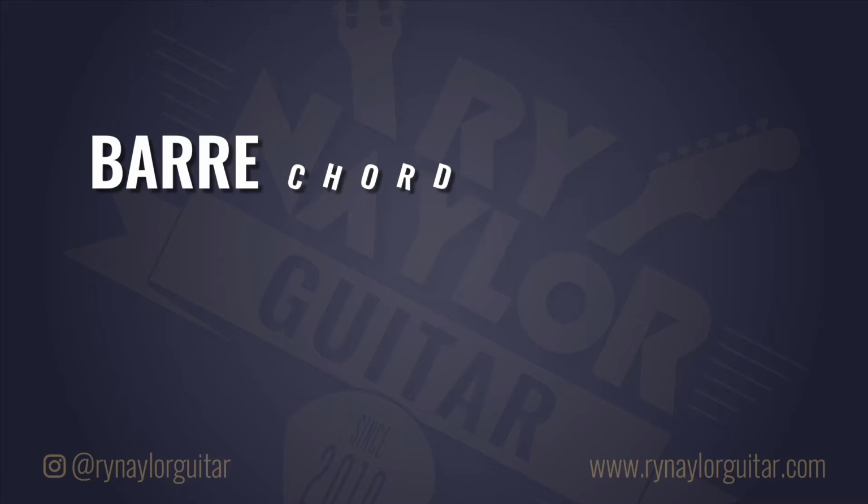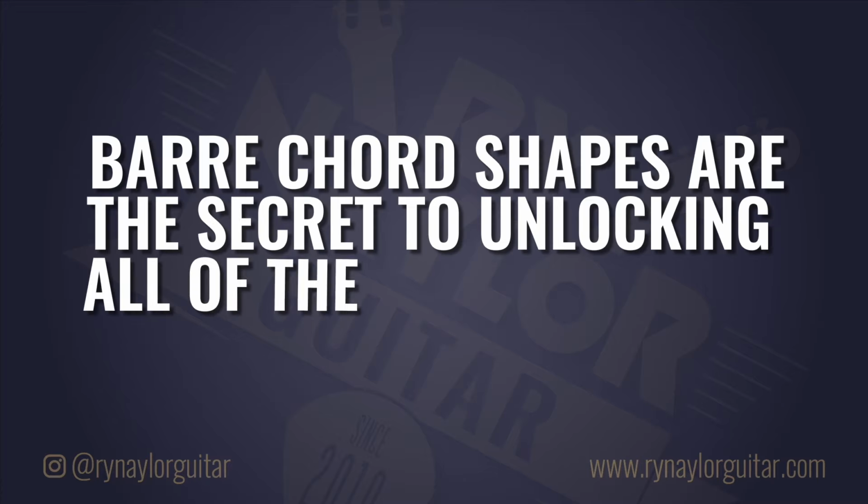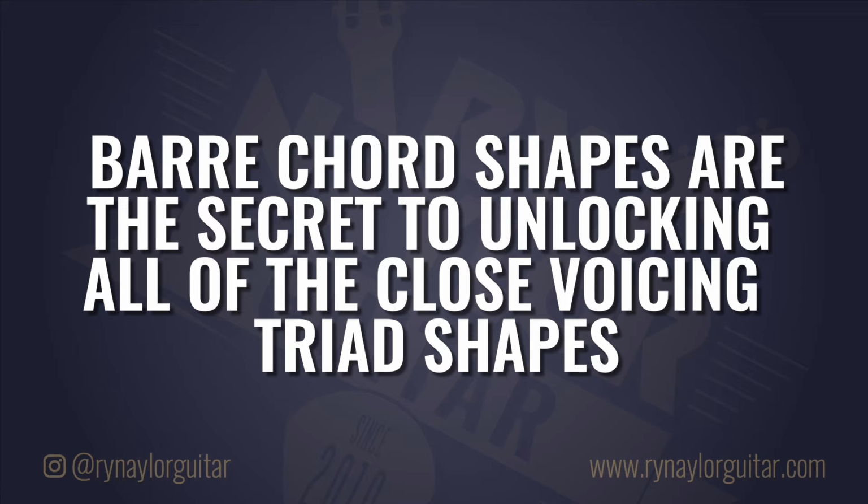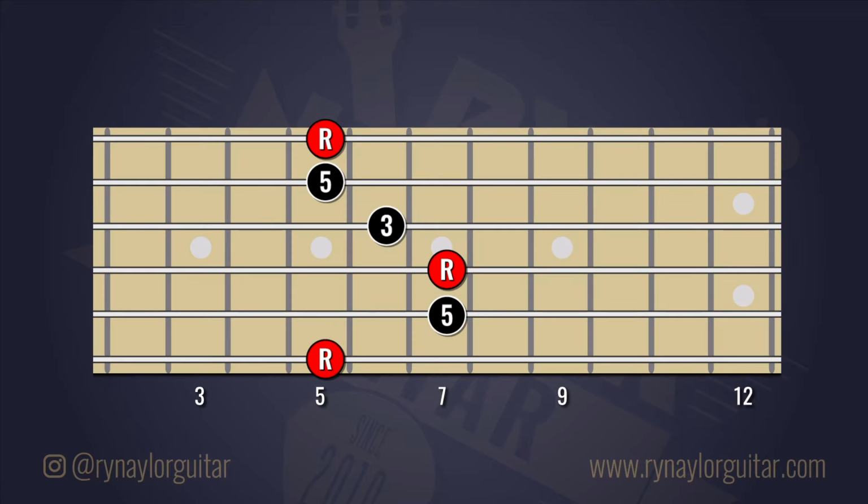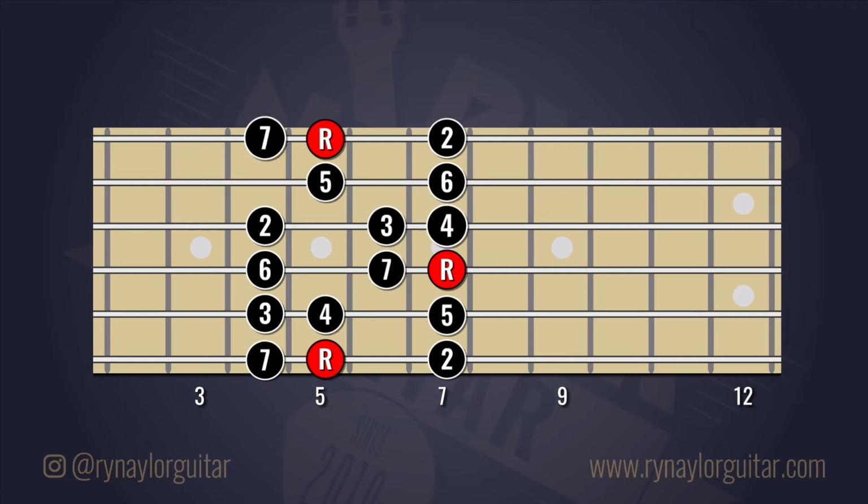So you see, bar chord shapes are the secret to unlocking all of the close voicing triads. A bar chord has so much more value than you might have realized. It's one layer in seeing the fretboard in a whole different way.